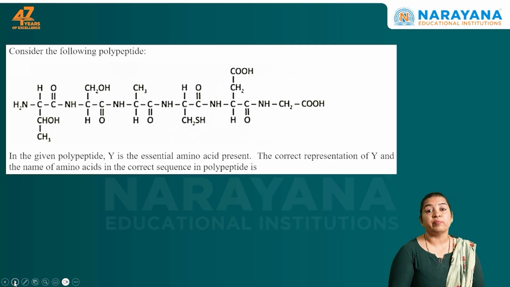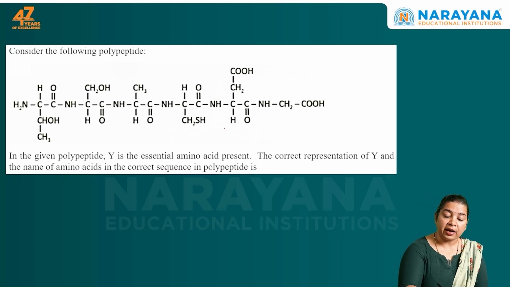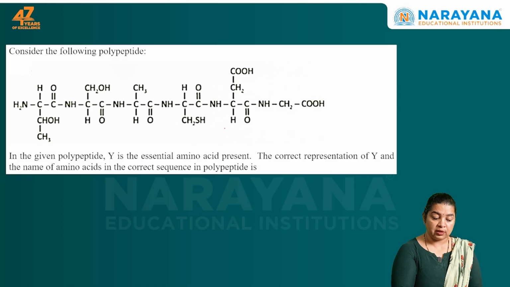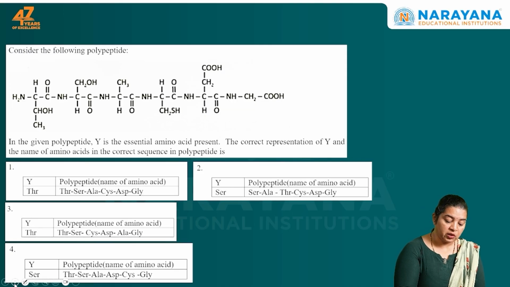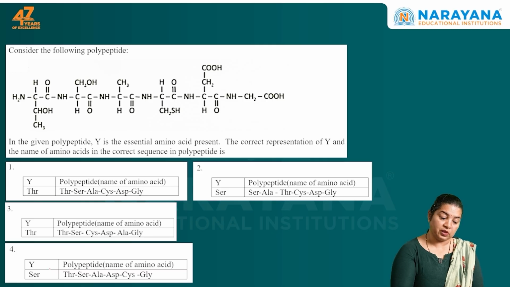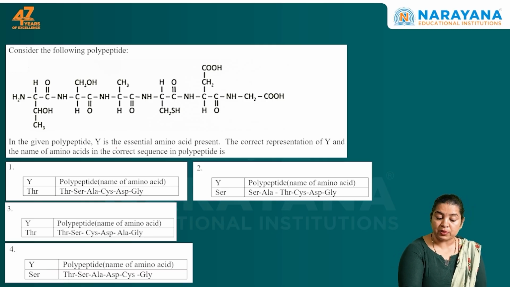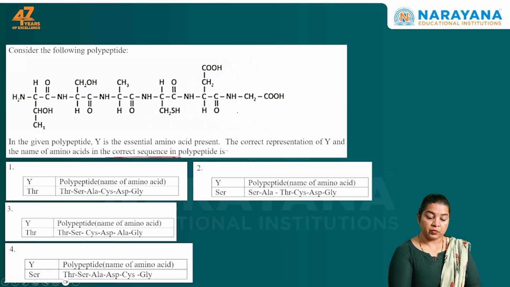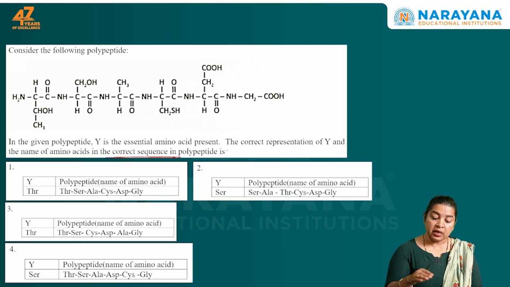Moving to the next question, biomolecules. That too, amino acid sequencing has been asked. Here we have just the question. On the next slide, we have all these options. Now, the question is, in the given polypeptide, Y is the essential amino acid present. The correct representation of Y and the names of amino acids in the correct sequence in the polypeptide is. Now, for the correct sequence, you have to identify the names of all these amino acids.